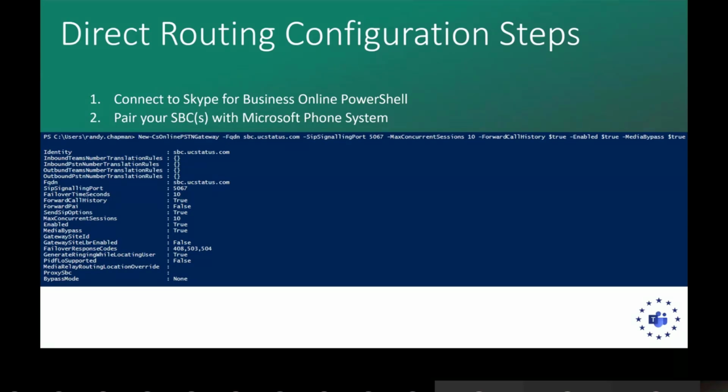6 months ago, whatever it was, 8 months ago, when direct routing was first launched, that list below, from identity all the way down to bypass mode, was much, much shorter. There were only 6, maybe 7 different parameters. You could do things like codec priority, so you can prioritize, you know, SILK over something else, for instance. All that's gone, and there's a lot more stuff in there.